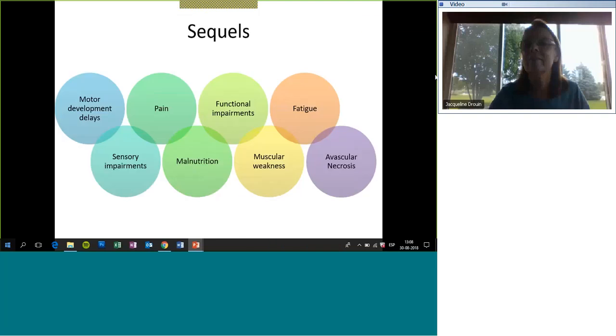Now, the main sequels of these two types are, for example, motor development delays in small children due to treatment and hospitalization; pain that could be due to the cancer or the treatment; functional impairments due to treatment or surgeries; fatigue related to cancer, which is a physical and psychological condition that can remain years after the treatment has finished; sensory impairments, as stated before, due to vincristine or other medication; malnutrition due to lack or overeating; muscular weakness, since the treatments are non-specific and can attack the muscle, especially those in the legs; and avascular necrosis, mainly in the hip and shoulder, that can require a prosthesis or an implant.